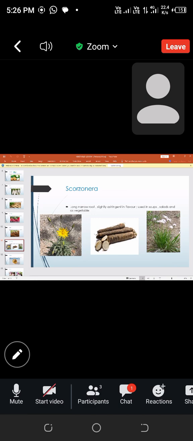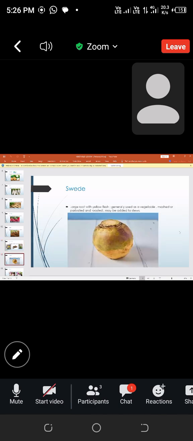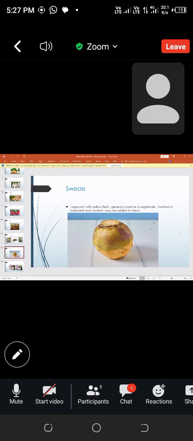We now go to the other type of root vegetable. That is a swede. It is a large root with a yellow flesh, and generally used as a vegetable. It is mashed, parboiled, and roasted, and may be added to stews. As you can see, inside it is yellow, and also outside it has some parts which are yellow.